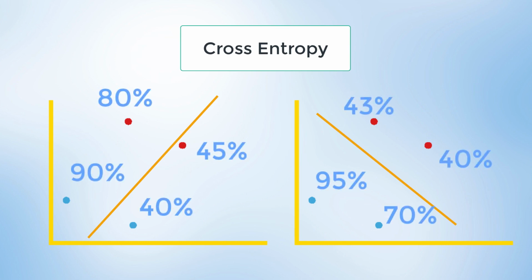It follows that the best model gives the higher probabilities for the points that we know should be in the positive region, and the lowest probabilities to the points that we know should be in the negative.